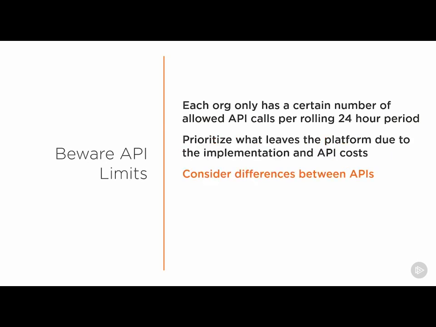And consider the differences between the APIs. When I'm talking about those limits per rolling 24-hour period, I'm mostly talking about the REST API, but you might also be doing work with the Streaming API, or the Bulk API, for instance. And these have different limits than is typical with the REST API. Of course, they are used for different purposes too.